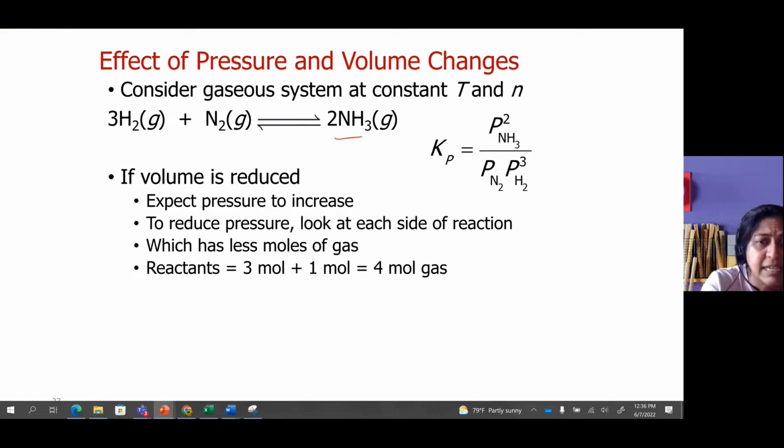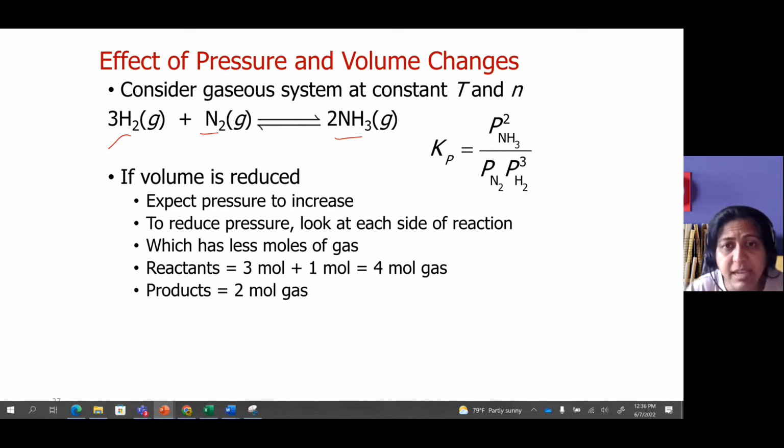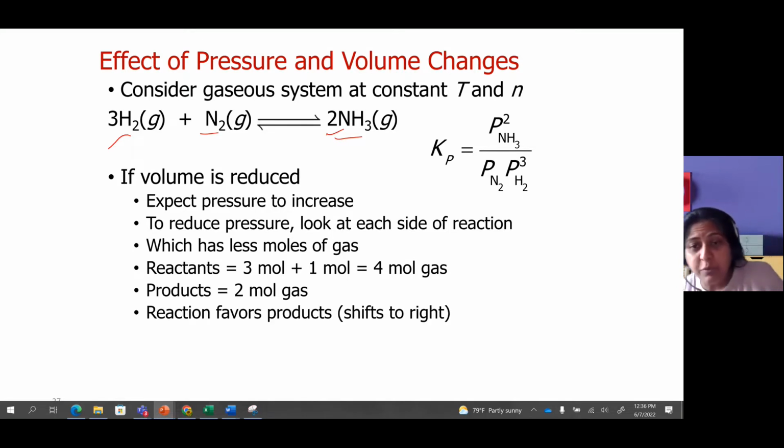When you look at the reactant side, 3 moles of H2 and 1 mole of N2, 4 moles. Product side, there are only 2 moles. So which side has the reduced pressure? Yes, the product side. Therefore, the reaction favors the product side in order to reduce the excess pressure that has been caused by reducing the volume. That's how we apply Le Chatelier's principle to think about where this new equilibrium exists.